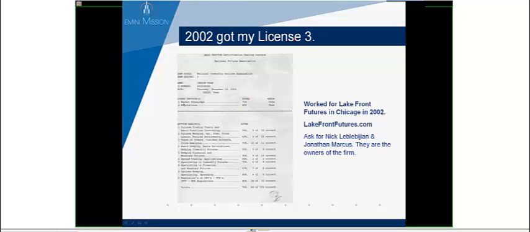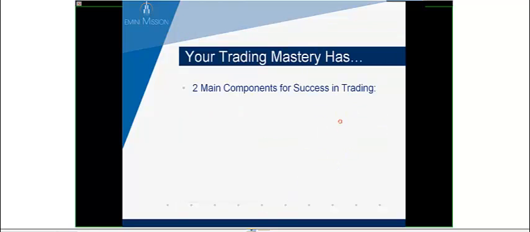In 2002, I got my Series 3 license from Lakefront Futures. This was my brokerage firm. You can call them. Ask for Nick or Jonathan, to validate anything that I'm saying right here. And I just passed the exam, and I got very emotional about it, and very happy. It's a great feeling when you pursue your objectives in life and keep going on and on and on until you reach it. All right, so let's move on to the training. That's enough about me.